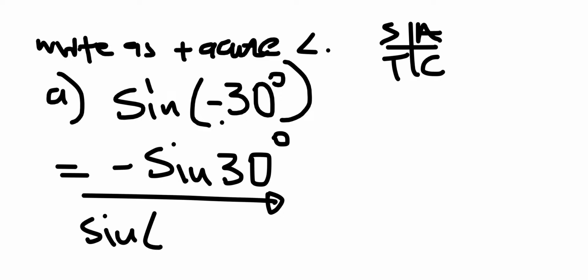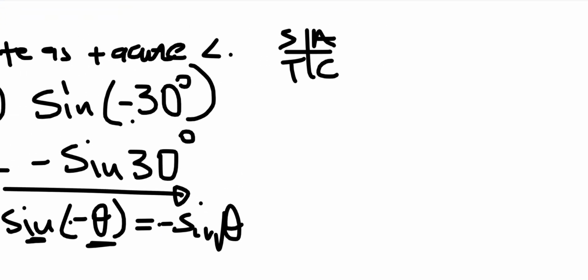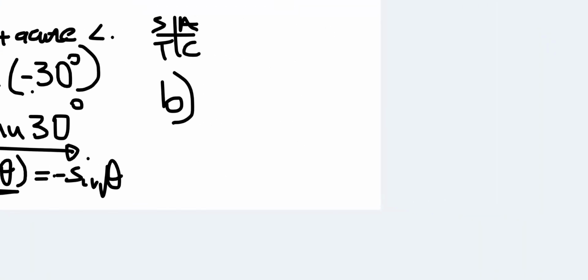You remember we said if we have the sine of a negative angle, we say which quadrant? Fourth quadrant. Is this thing positive or negative? It's negative. Then it ends up being negative sine of that. The only difference is that here it's given to us as a number and not as theta. Let's do another example.